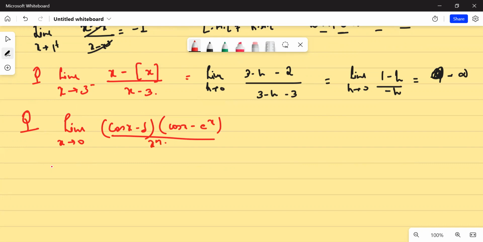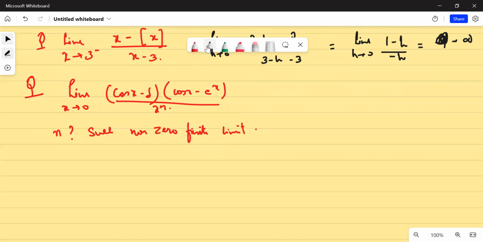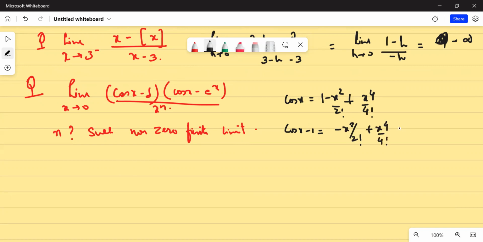You need to find what is that value of n, such that you get a non-zero finite limit. But in order to get a non-zero finite limit, what should be the value of n? So I'll do it very promptly. I think cos x, you know that as x tends to 0, your Maclaurin's expansion becomes 1 minus x square upon 2 factorial plus x to the power 4 by 4 factorial. And your cos x minus 1 in that case would become minus x square by 2 factorial plus x to the power 4 by 4 factorial minus x to the power 6 by 6 factorial.